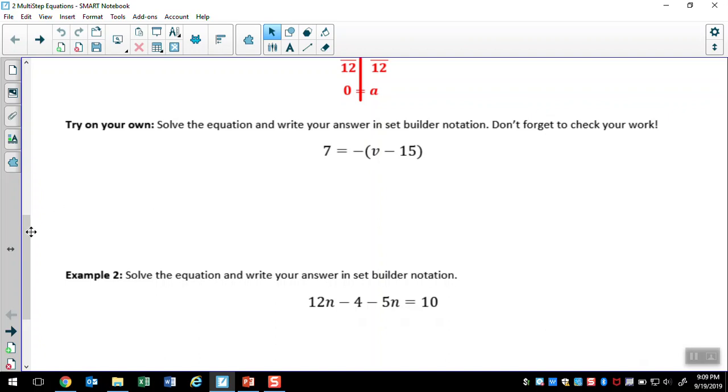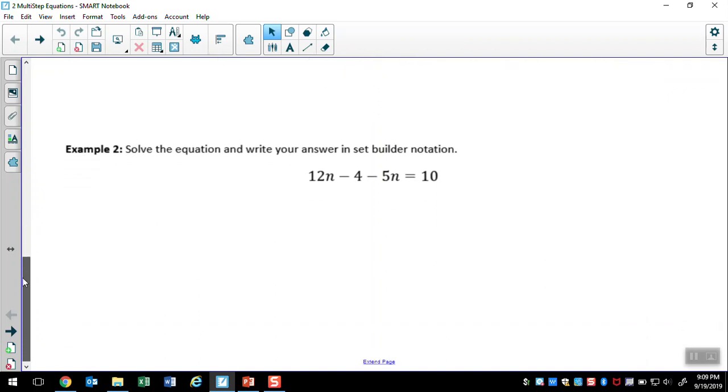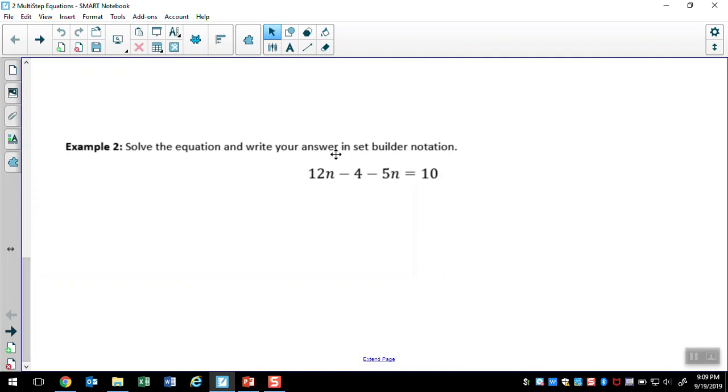Okay, let's take a look at example 2. Alright, we don't have any parentheses here. We don't have anything to distribute. So the next thing we want to look for are like terms. So on the left side of my equal sign, I have like terms. I have 12n and I have that negative 5n. So we need to take care of those first.